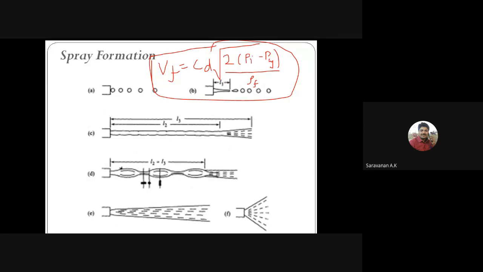So I always told you, if the pressure difference is low, the fuel formation will be in droplets. If the pressure difference is somewhat high, then you get a stream. If the pressure difference is still higher, then you get this type of spray. Here also we can see the cutoff.